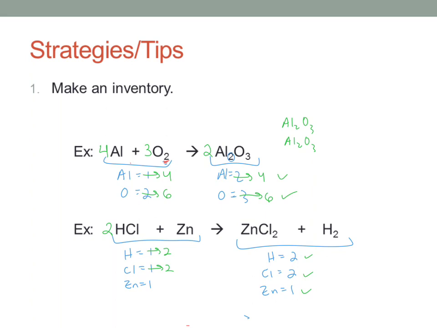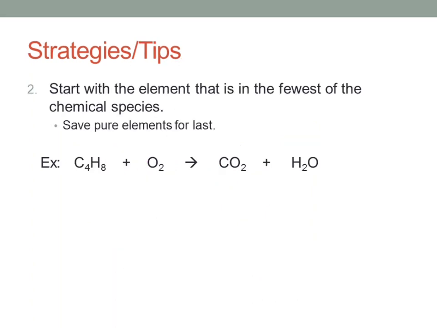So when you have that inventory, it really gives you a good place to start, and it helps you keep track of things. So what about starting with the element that is in the fewest of the chemical species? What on earth do I mean by that? So let me first take my inventory.